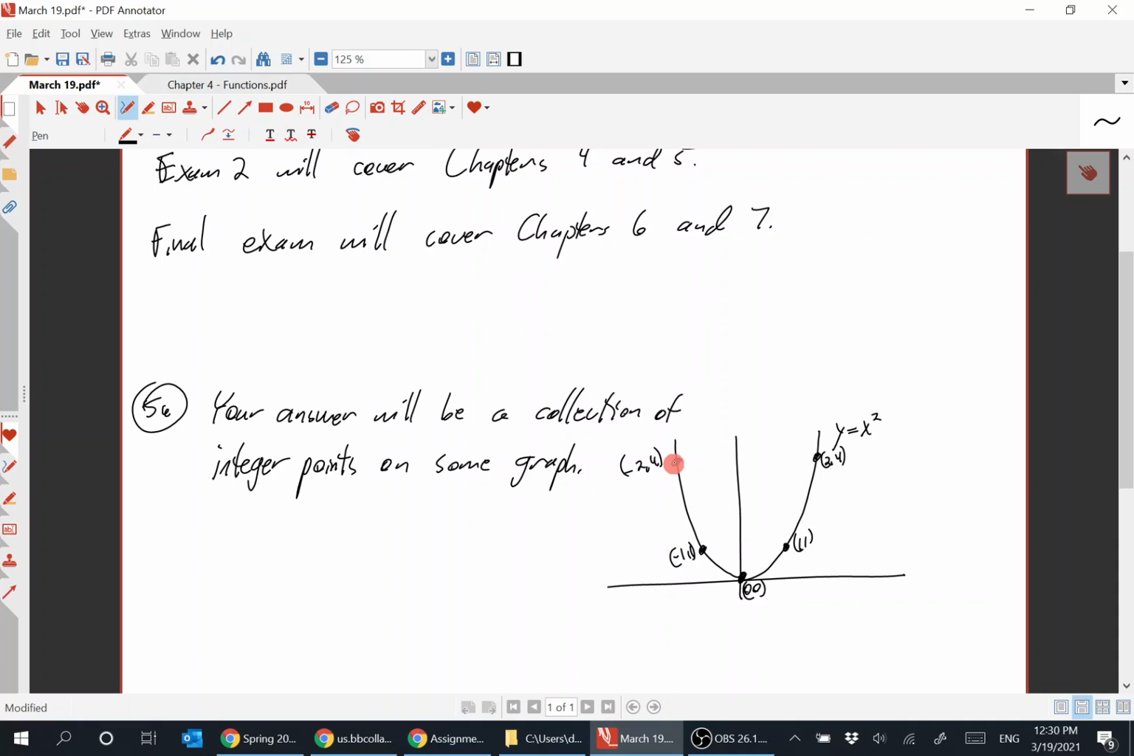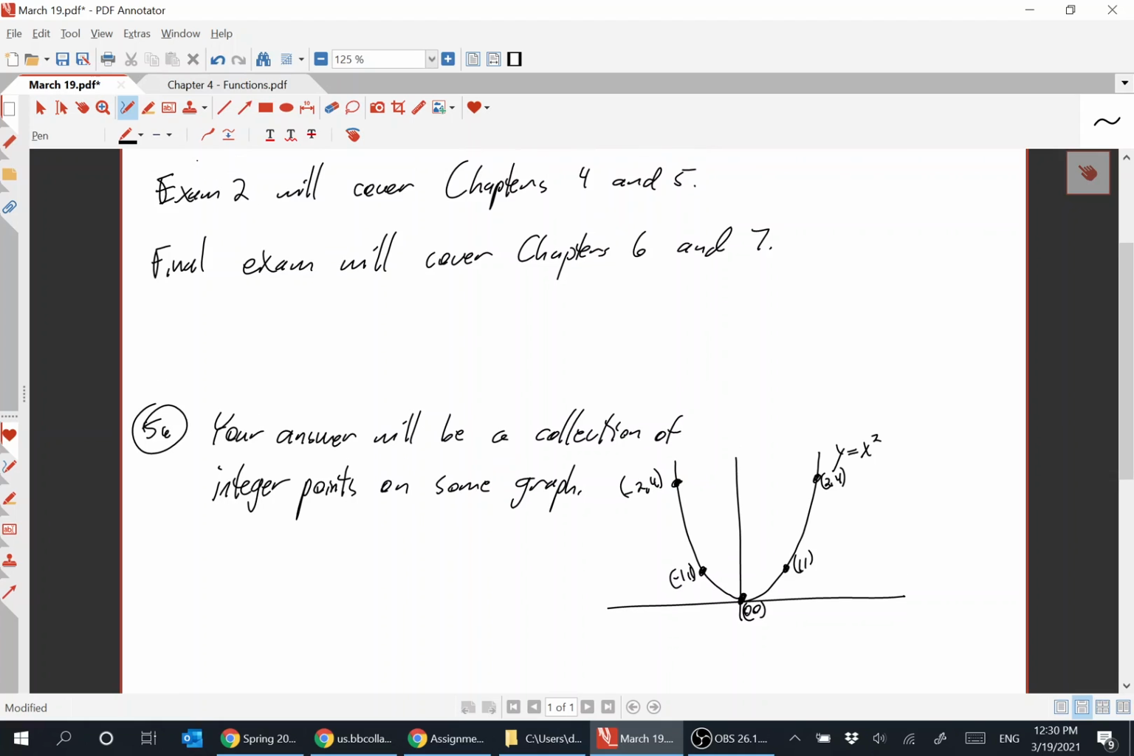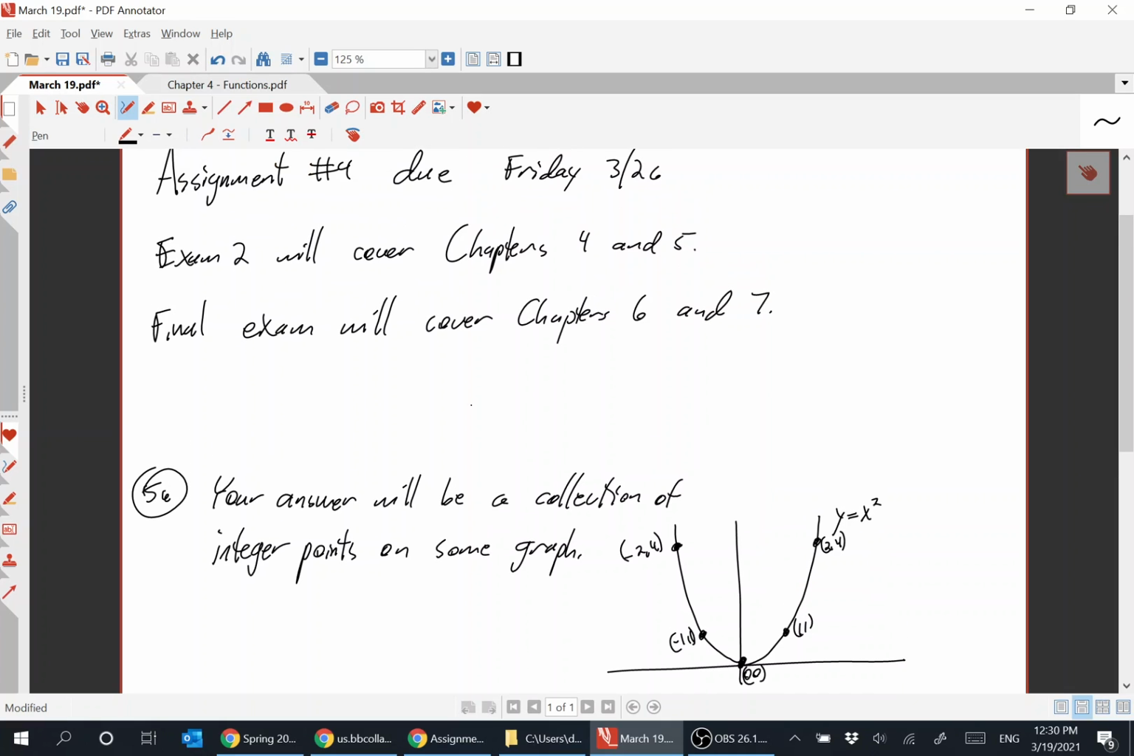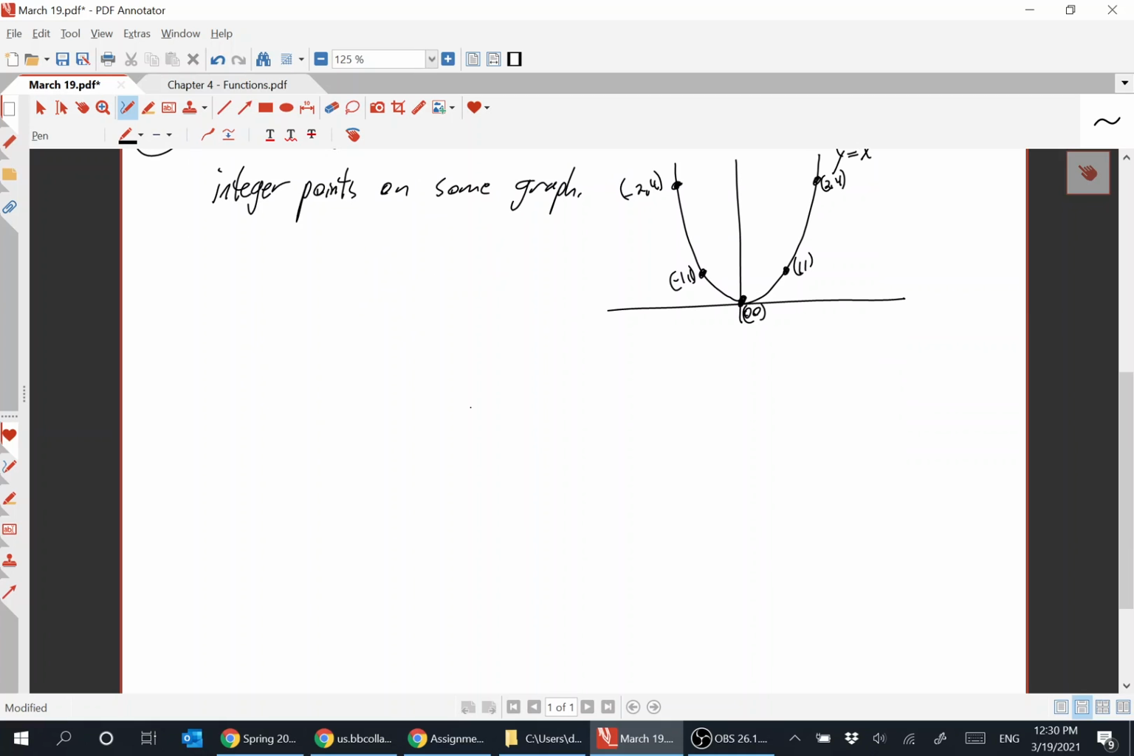So your answer to 5A will be a graph with the integer points darkened in. Right? Every other point that I have showing here is not an integer point, right? Like 2 and square root of 2. Like here would be 2, and then the square root of 2 is here, but that's not an integer point. Then, so counterexamples.